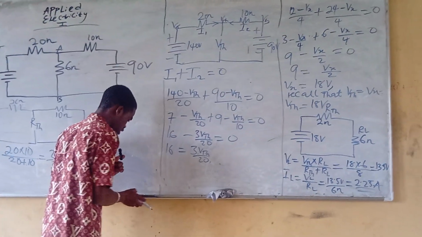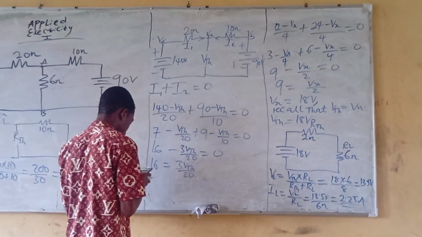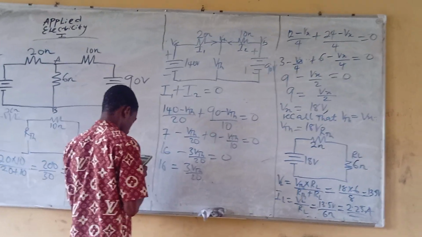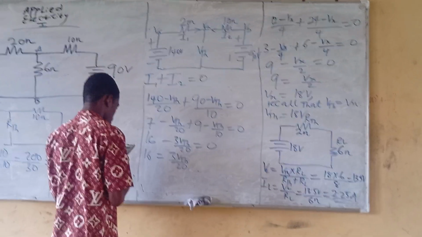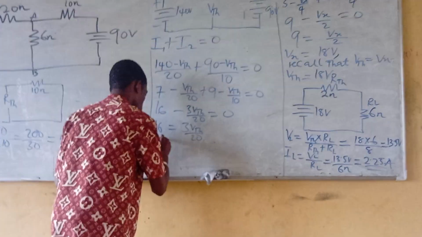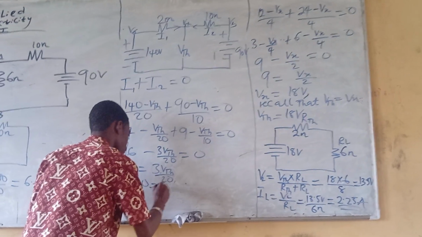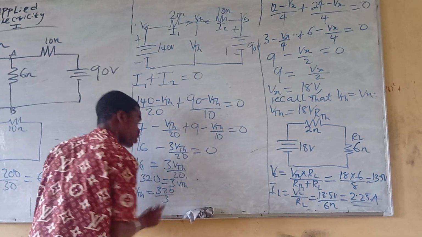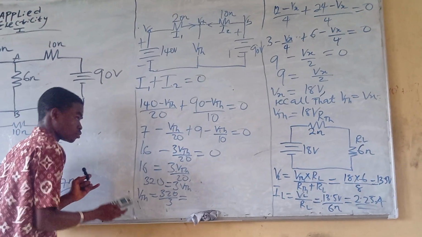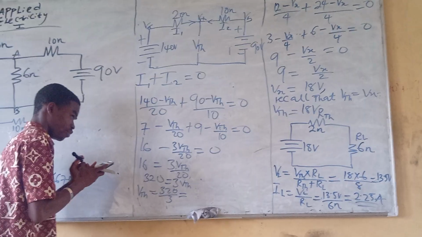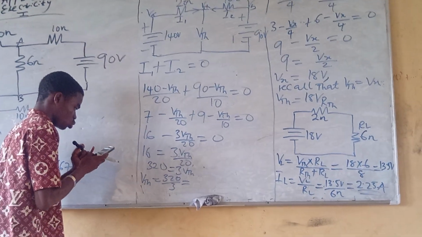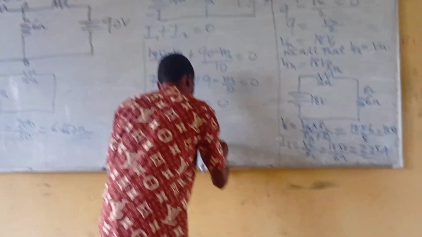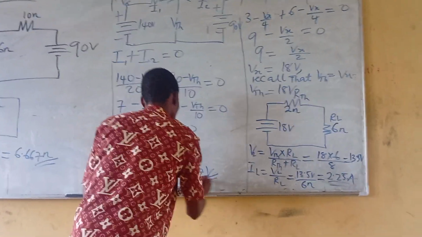So 16 times 20 is 320. So 320 equals 3 VTH, so VTH equals 320 over 3. Let's get this: 320 divided by 3. We are going to get 106.667 volts. So we've calculated the equivalent Thevenin's voltage.